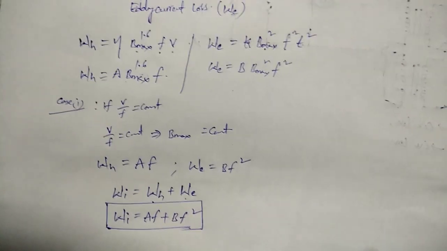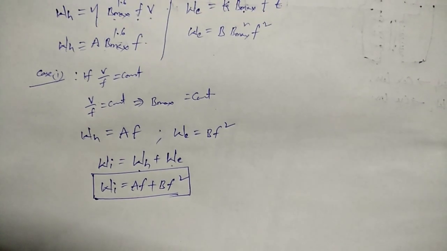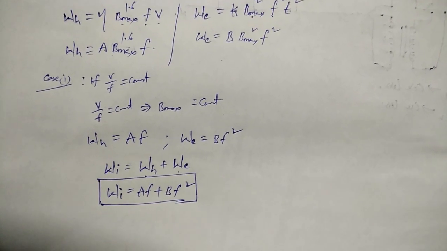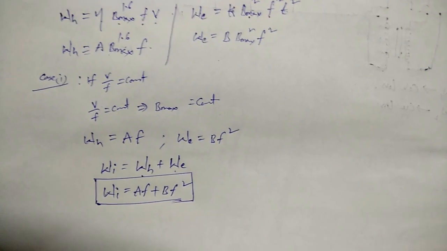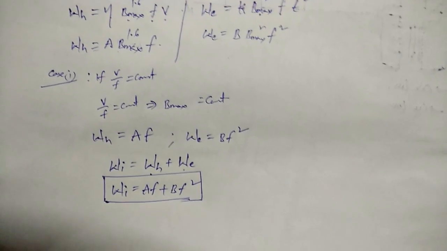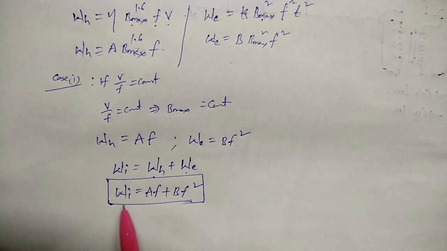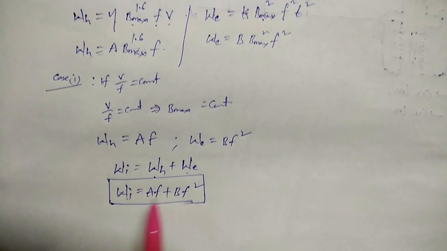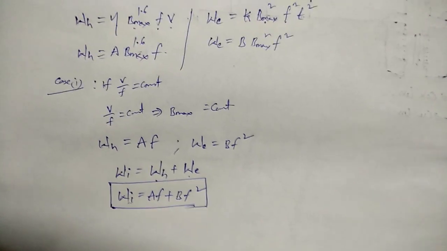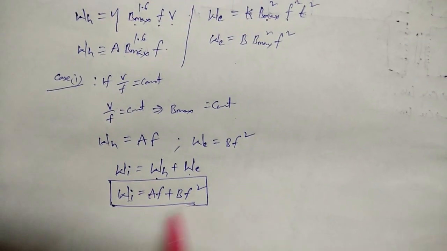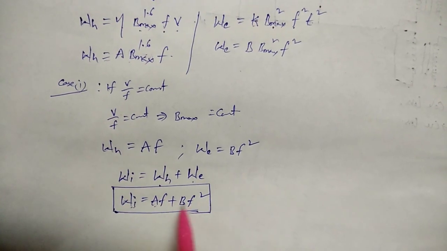If you want to separate the core loss into hysteresis and eddy current loss, you have to do the open circuit test and find the core loss at one frequency, and again do the same open circuit test and find the iron loss at another frequency, so that you will get the constants A and B.